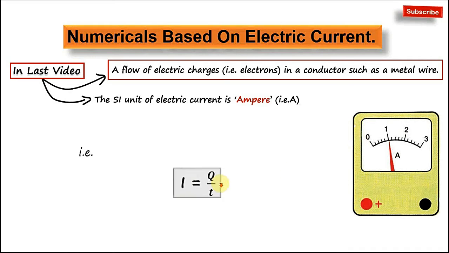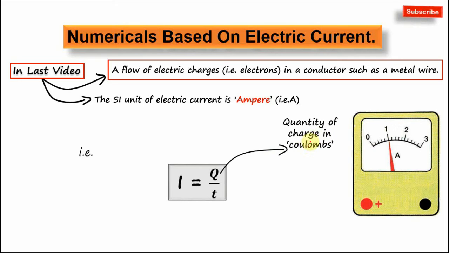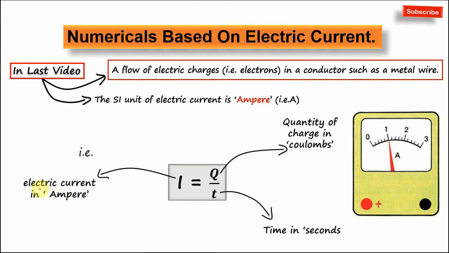Then here is the formula for calculating electric current: capital I is equal to capital Q upon small t, and this is a very important formula we use while solving numericals based on electric current. Here Q stands for the quantity of charge, which is measured in coulombs, and small t stands for time, which is measured in seconds. The remaining term, capital I, is the electric current, and it is measured in ampere.